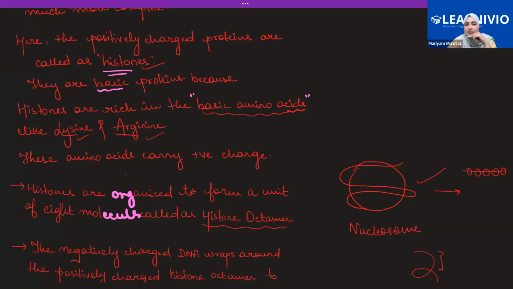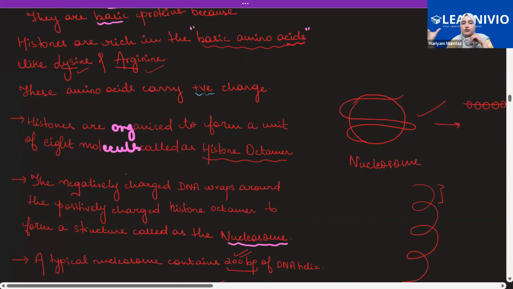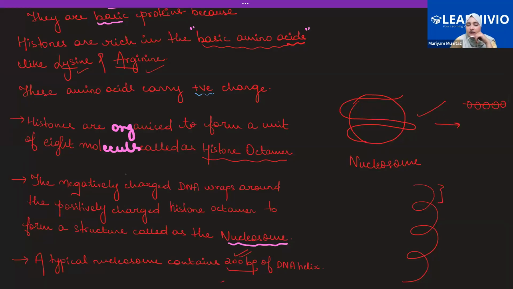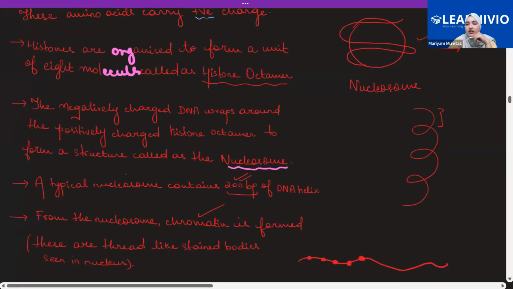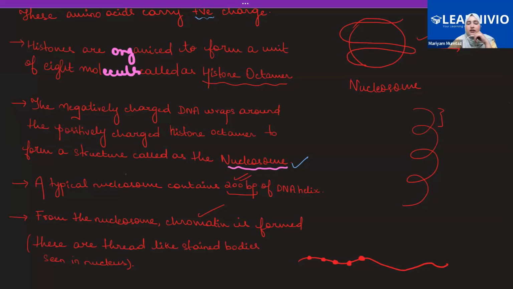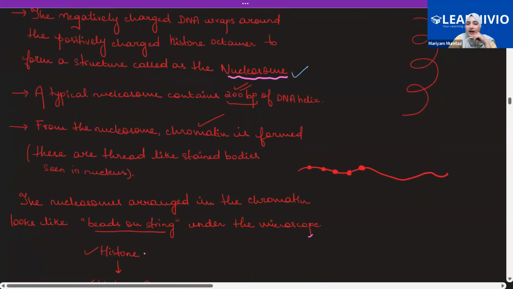Now, these amino acids are positively charged, and histones are organized to form a unit of 8 molecules called the histone octamer. So, 8 histones come together and form one unit, which we call the histone octamer. Now what will happen? The DNA will start wrapping around this positively charged histone octamer, and then the structure will be called the nucleosome. Clear? Yes, ma'am. Now a typical nucleosome contains 200 base pairs of DNA helix. So from the nucleosome, now the chromatin will be formed.